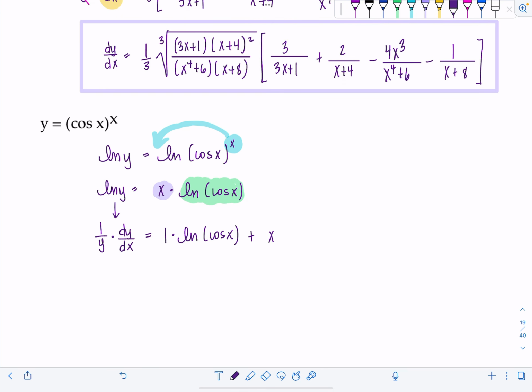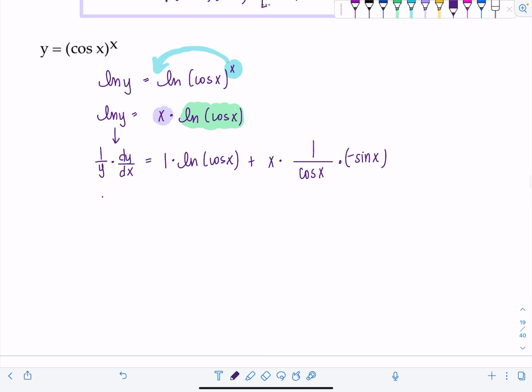Plus, now I leave x alone. X already had its turn having its derivative taken, okay? Now it's ln of cosine x's turn. Derivative of ln something is 1 over the something. And then don't forget the chain rule. I have to multiply by the derivative of the something of cosine x, which is, good, negative sine x. Love it.